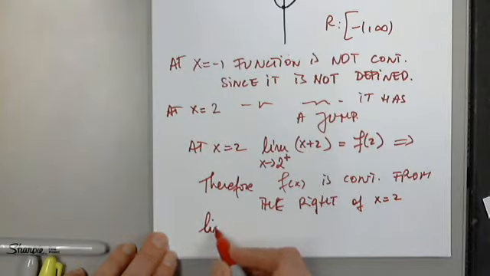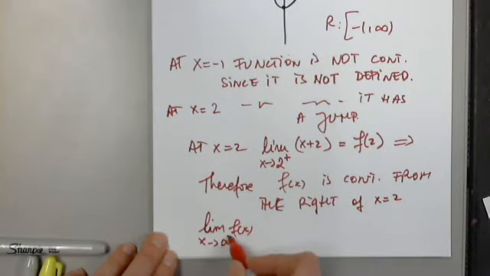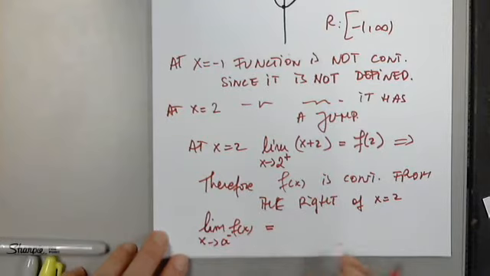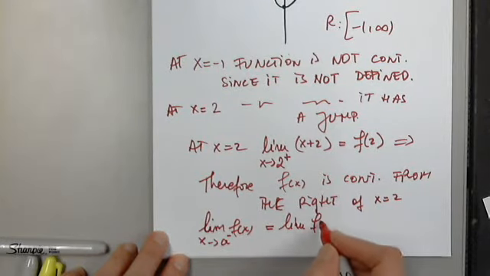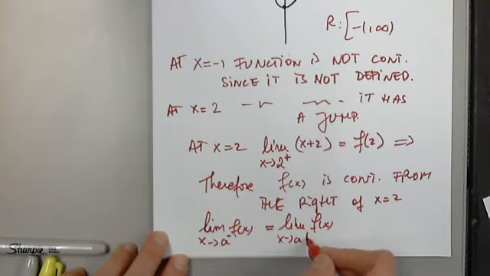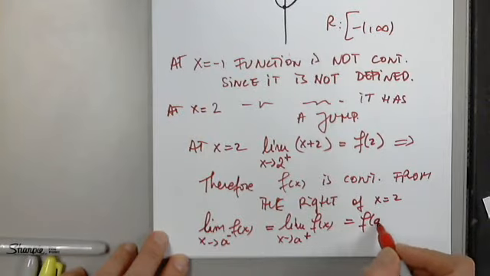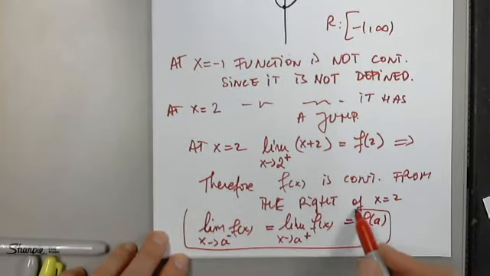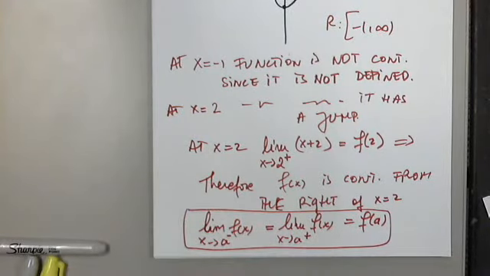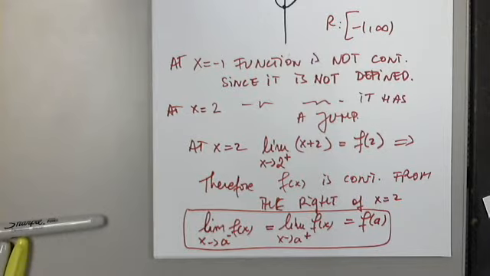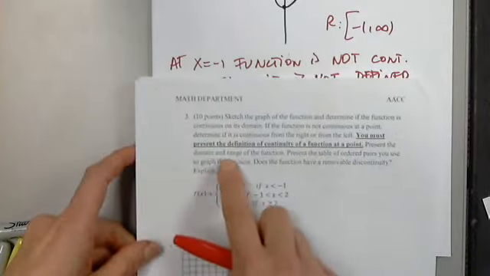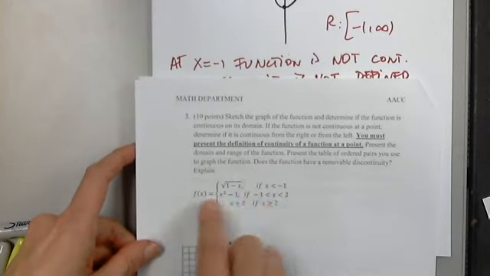The limit as x approaches a from the left must equal the limit of f of x as x approaches a from the right, and it must equal f of a. This is something that we can never forget, like those graphs, like the definition of the derivative, and so forth. This is the definition of continuity at a point, and we have to remember it. Present domain and range, we did. Present the table of ordered pairs, we did.